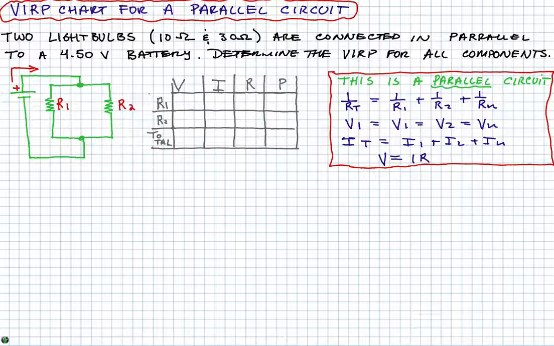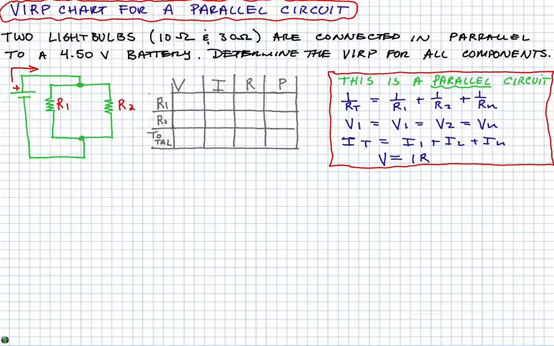On the left, you see in green the circuit diagram, two resistors connected in parallel. Then you see the VIRP chart. And then in the red box, you see all the formulas that apply to a parallel circuit arrangement.